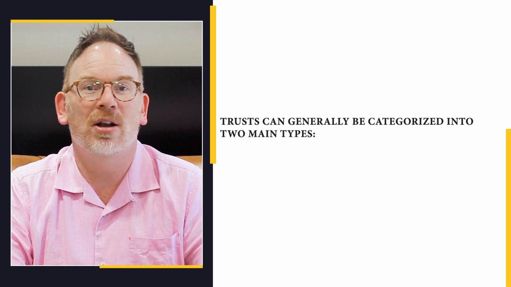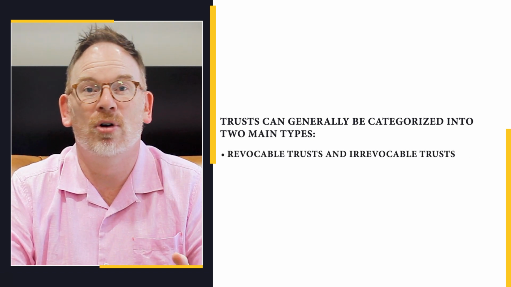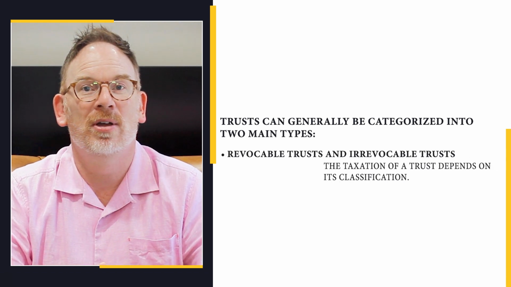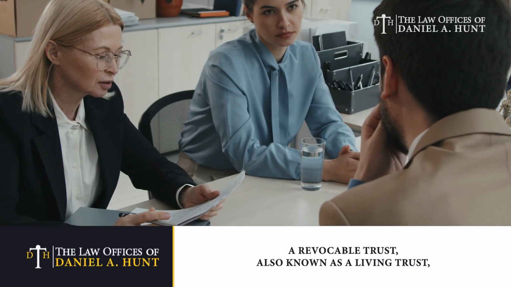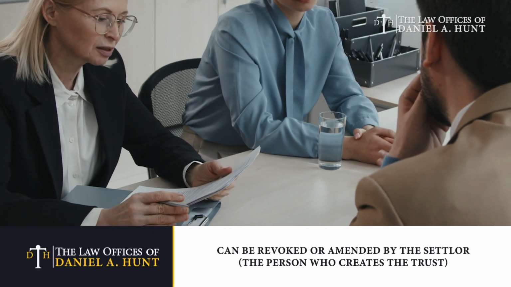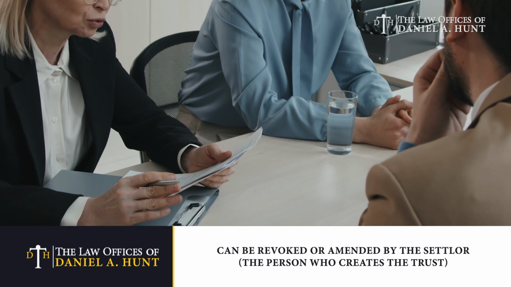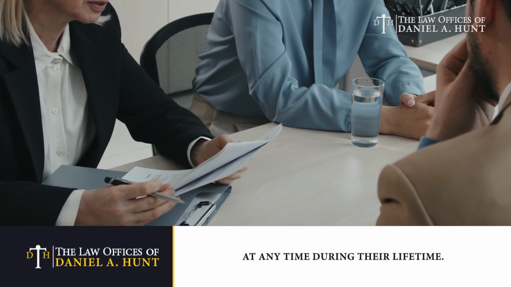Trusts can generally be categorized into two main types: revocable trusts and irrevocable trusts. The taxation of a trust depends on its classification. A revocable trust, also known as a living trust, can be revoked or amended by the settlor, the person who creates the trust, at any time during their lifetime.